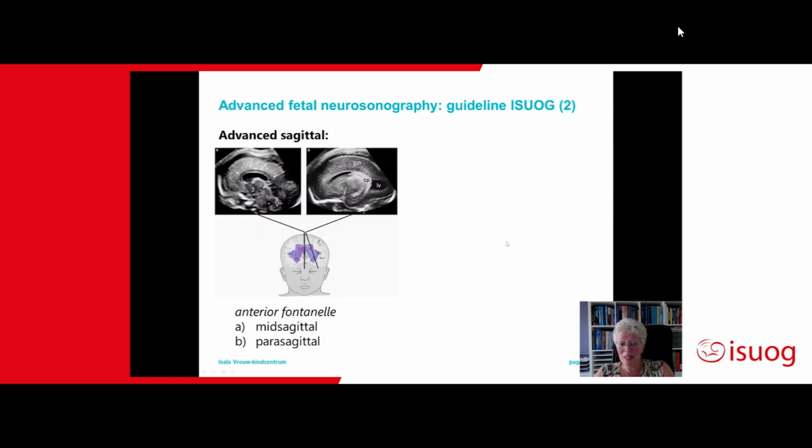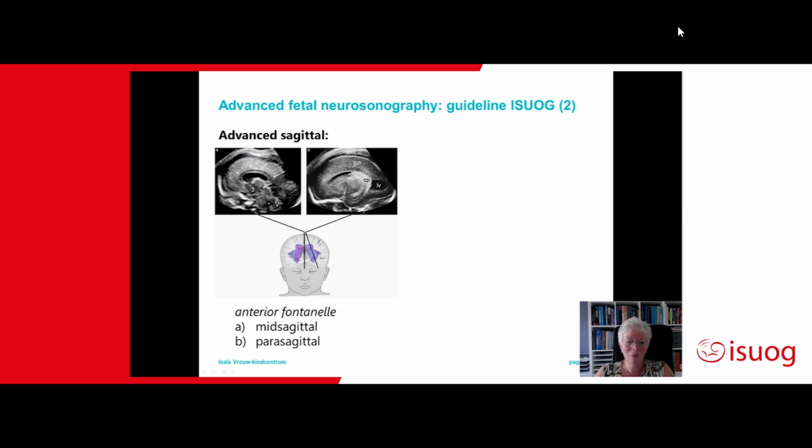Then we look at the mid-sagittal plane, and you can get this plane by scanning through the anterior fontanelle, and then you get the mid-sagittal plane and the parasagittal plane. In the mid-sagittal plane you can see the cavum septi pellucidi with the corpus callosum over here. Here you can see the third ventricle, which has a little bit of fluid inside.